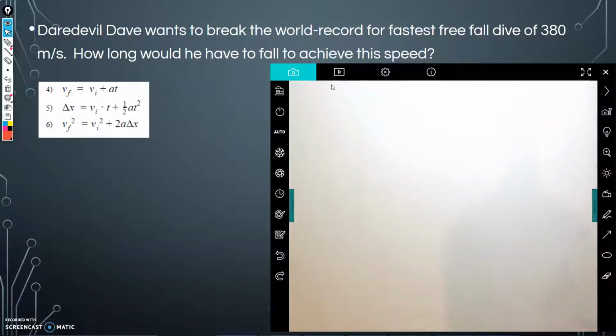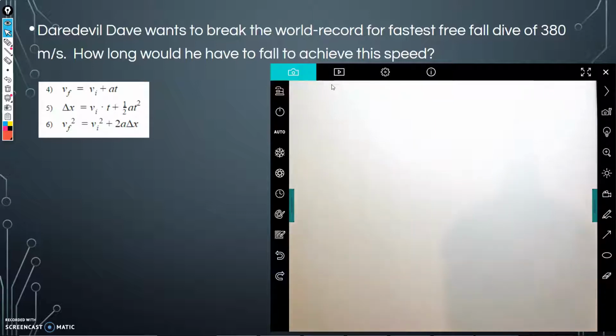All right, we're going to do a couple more example problems here involving gravity and free falling objects. This next question says that Daredevil Dave wants to break the world record for the fastest free fall dive of 380 meters per second. And we're asked to consider how long he would have to fall to achieve this speed.